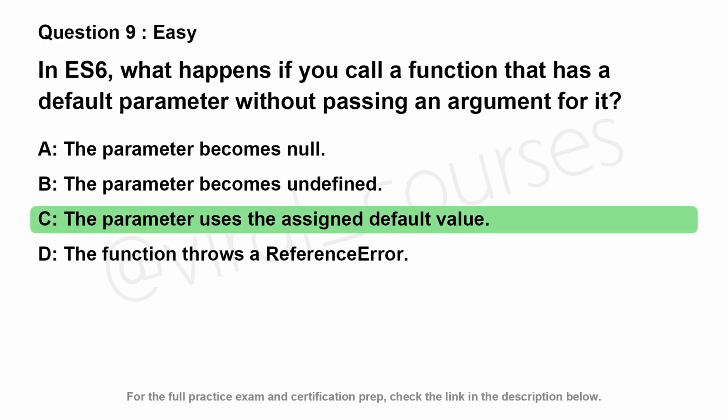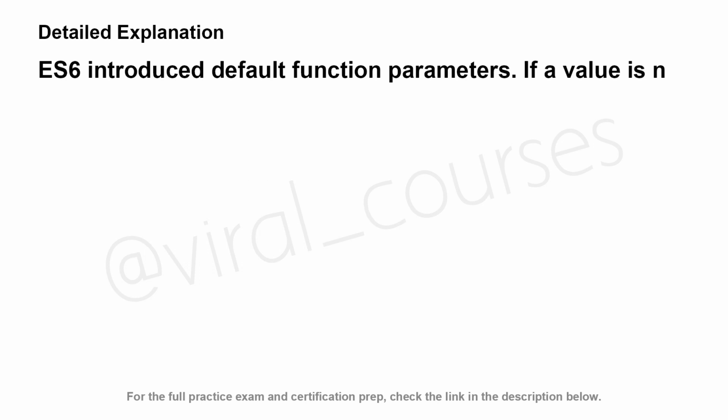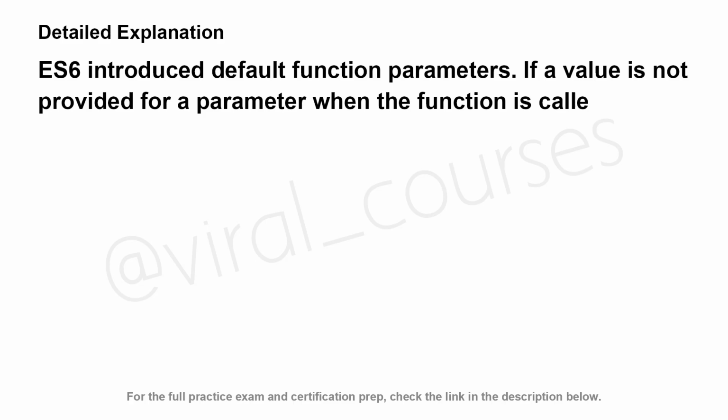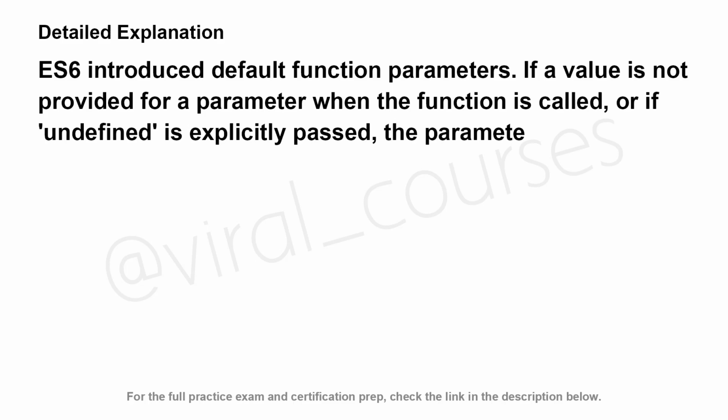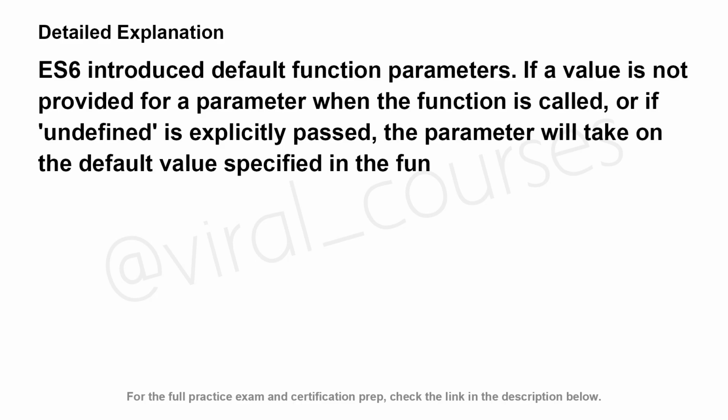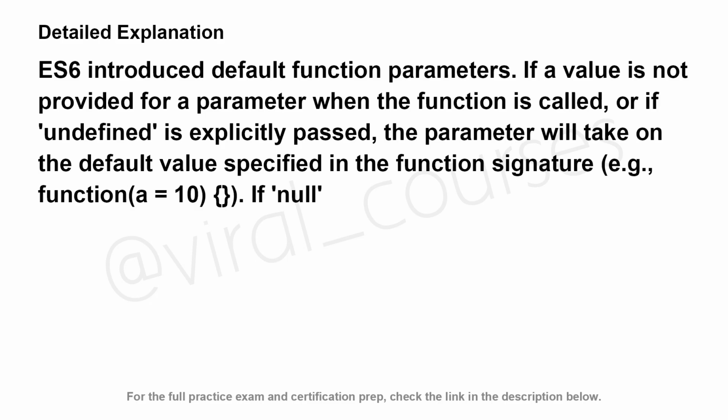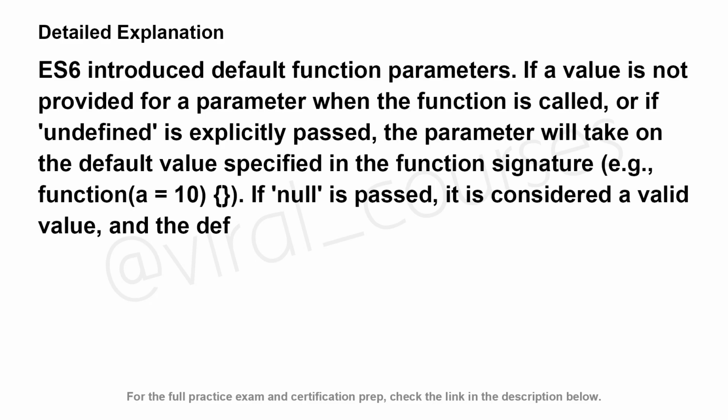The correct answer is C. ES6 introduced default function parameters. If a value is not provided for a parameter when the function is called, or if undefined is explicitly passed, the parameter will take on the default value specified in the function signature. For example, function f(a = 10) { }. If null is passed, it is considered a valid value, and the default will not be used.